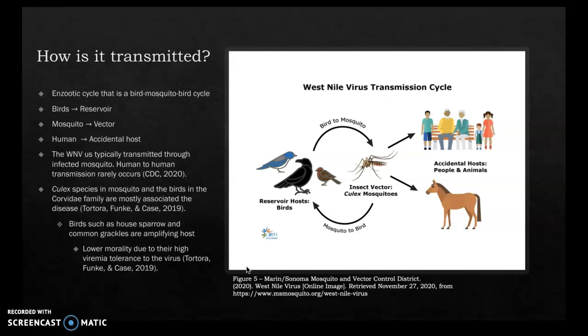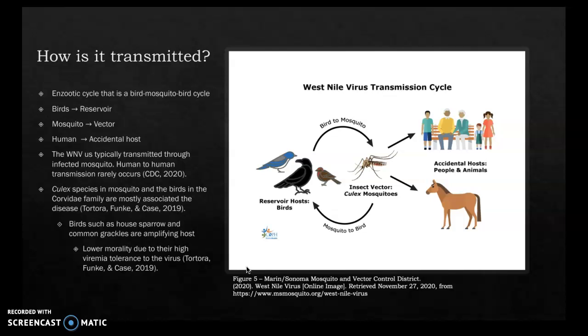So basically, the bird will act as a reservoir for the virus until an uninfected mosquito feeds on the infected bird. The mosquito will then act as a vector to transmit the virus to another host. The West Nile virus is transmitted via salivary gland secretion when the infected mosquito feeds on the host.